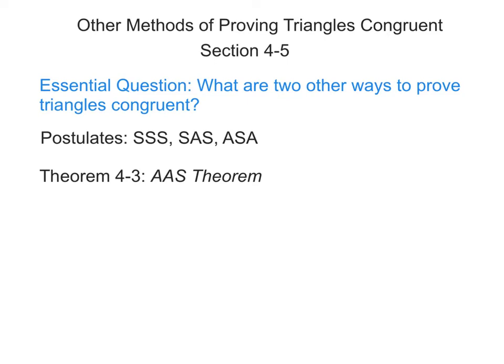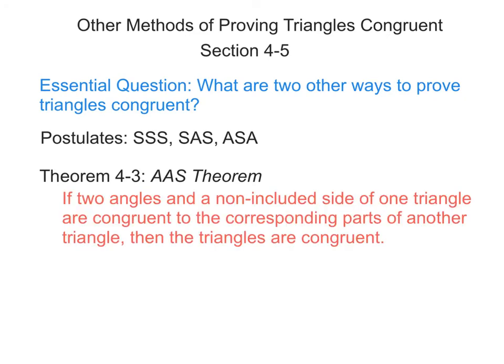It's theorem 4-3. It is called the A-A-S Theorem. This theorem states, if two angles and a non-included side of one triangle are congruent to the corresponding parts of another triangle, then the triangles are congruent. All right. First of all, let's look at what we're saying here. We're saying two angles, okay? Now, the key word here is non-included side. Okay, what do we mean by that?